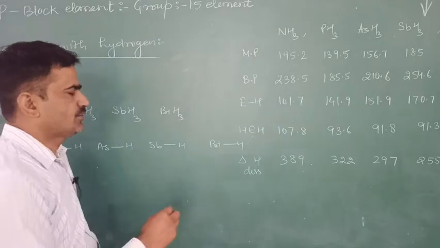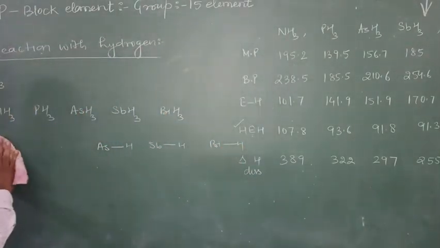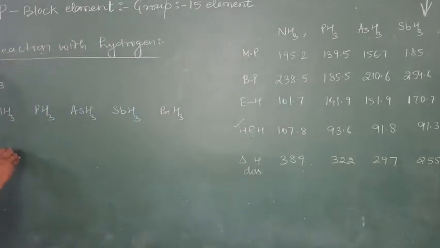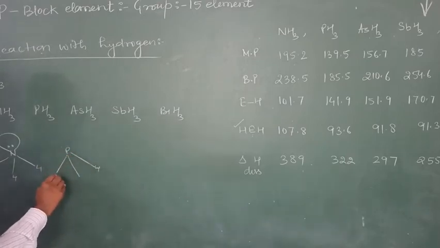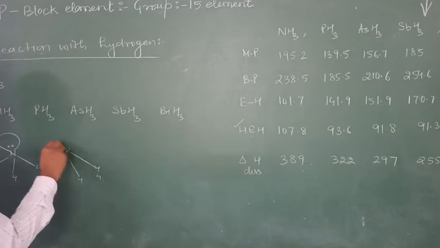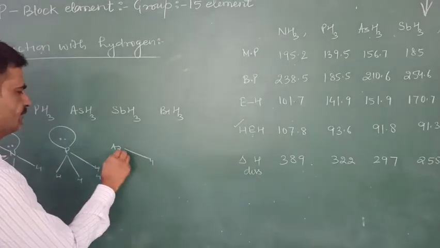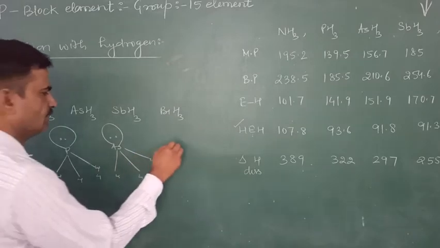A very important question is asked on the bond angle. First see the geometry of these hydrides. These hydrides are sp3 hybridized and have pyramidal geometry. This is ammonia, this is phosphine, this is arsine, this is stibine.